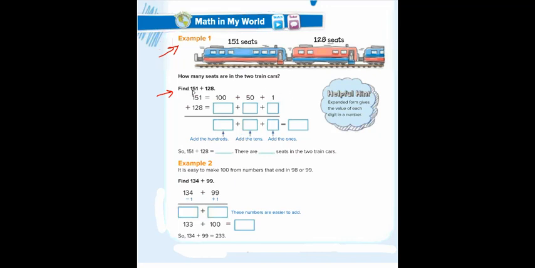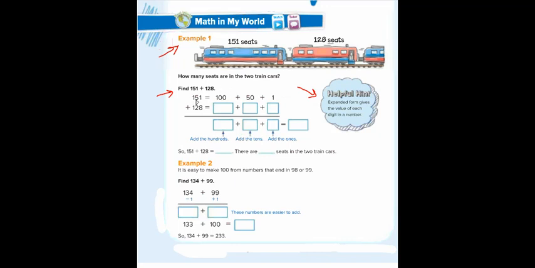So, to separate any number into its values, I mean to write any number in the expanded form. What is the expanded form? Expanded form gives the value of each digit in a number. To write any number in the expanded form and add these values with the other values of the other number, it is easier.